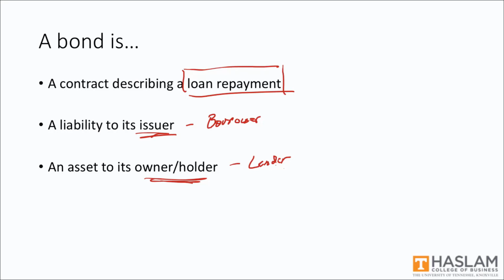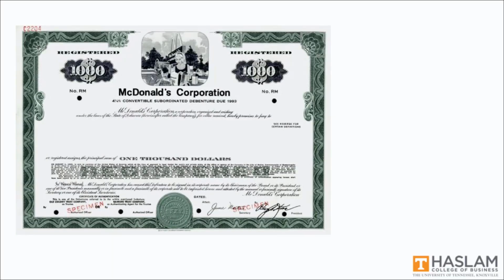Now, in a bond, we've got a couple of specific features of this repayment. One is a series of interest-only payments. These interest-only payments are going to occur throughout the bond's life, so typically once every 6 months. This is an example of a bond. This is a McDonald's bond, and so the issuer here is McDonald's Corporation.